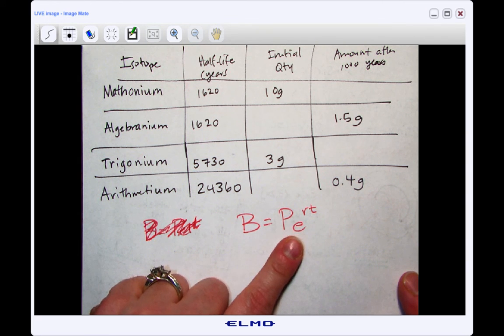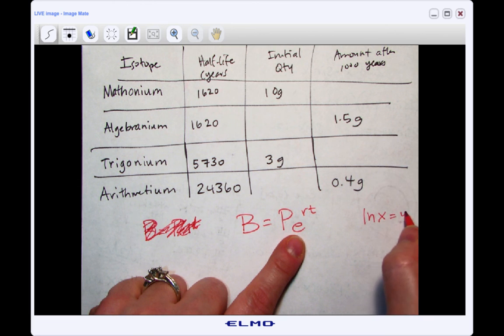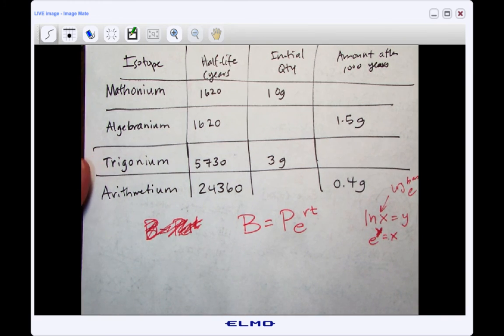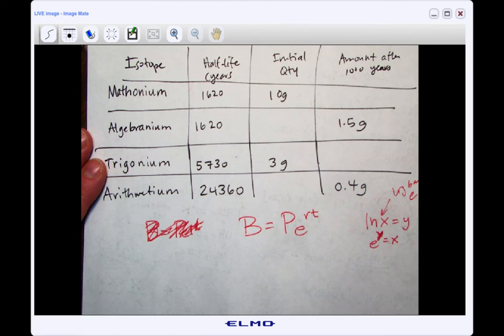And it's actually called the natural base. Remember this one: e to the y is equal to x. This is just log base e. So we're going to use this log base e to solve these problems, okay? Some of them we won't even need the log, but some of them we will. So let's take a look.